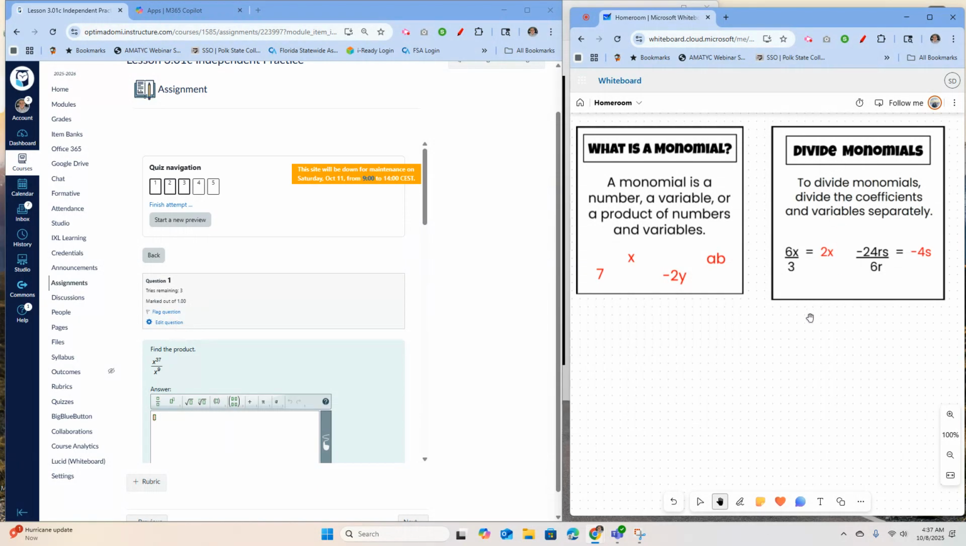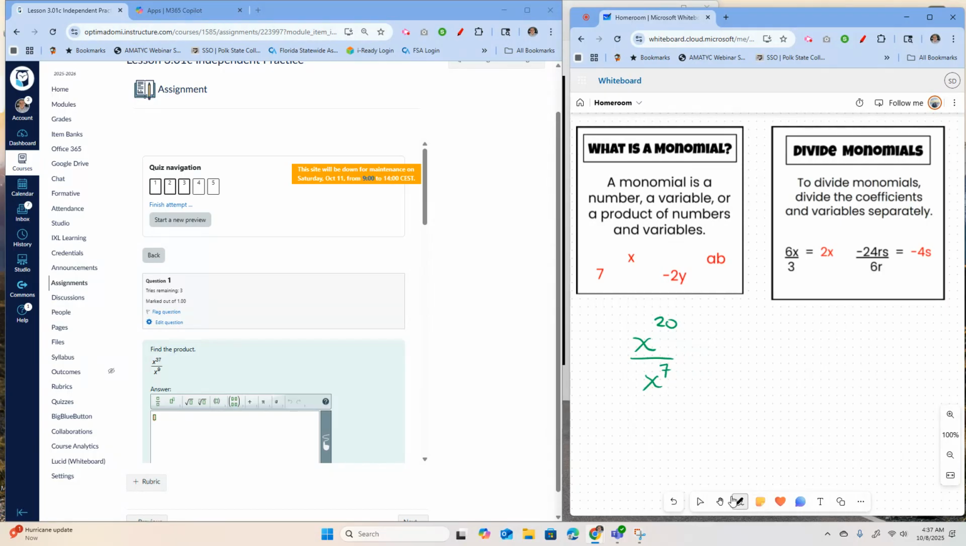And basically what you do is you divide the numbers with the numbers and you divide the letters with the letters. Okay? So for example, in problem number one, I'm going to do something similar, not the same one. Let's say I give you x to the 20th power divided by x to the 7th power.